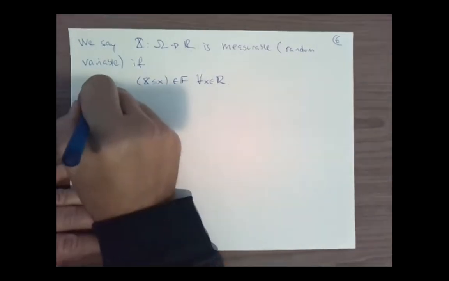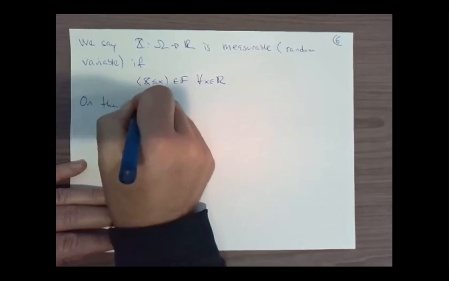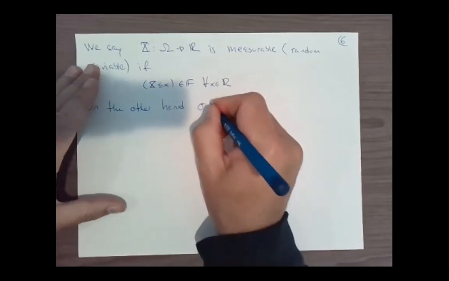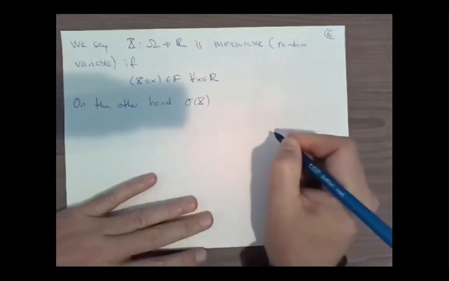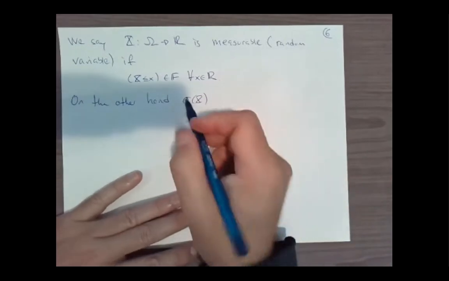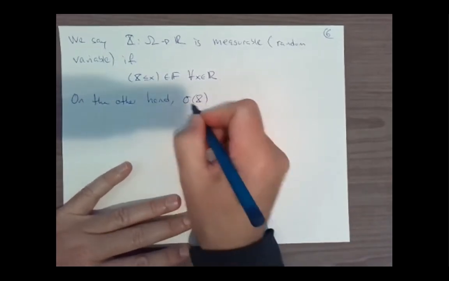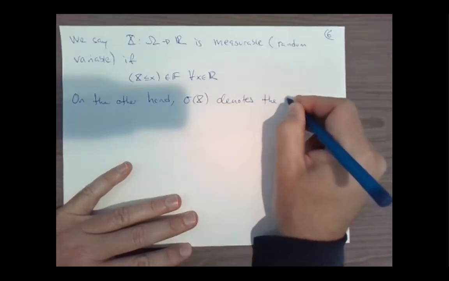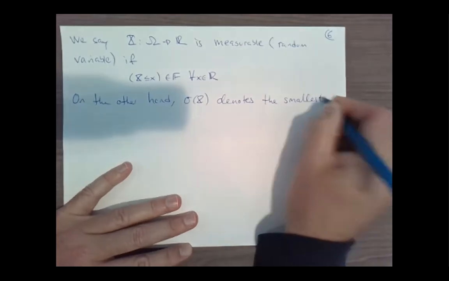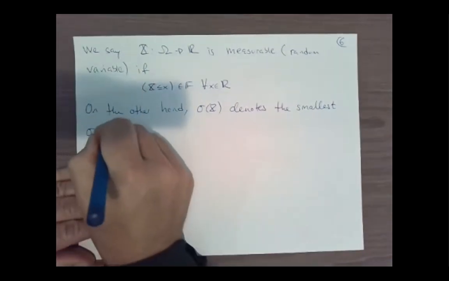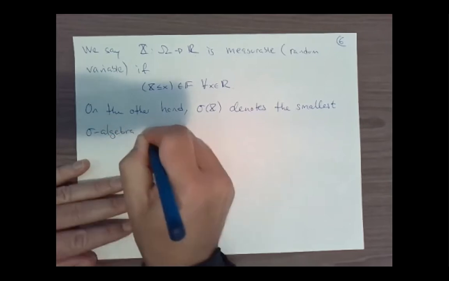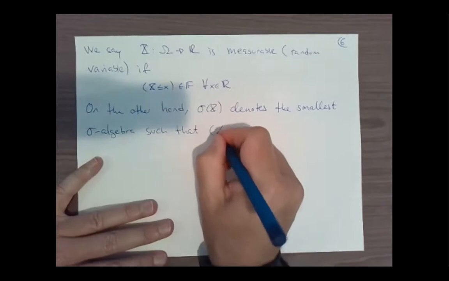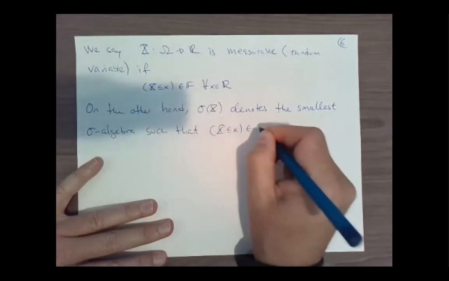On the other hand, sigma of X, so that's again this sigma notation, denotes the smallest sigma algebra such that these sets here are in there.